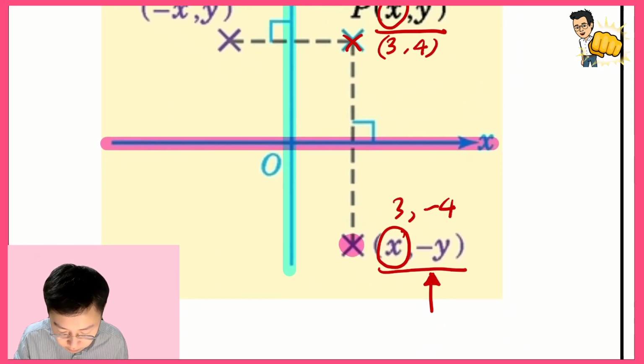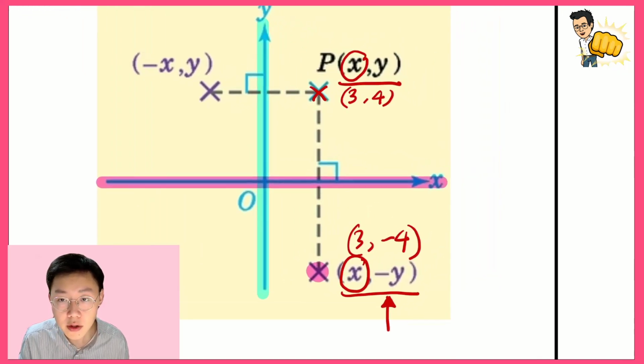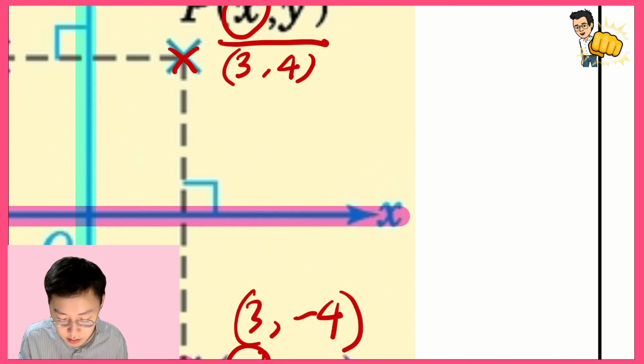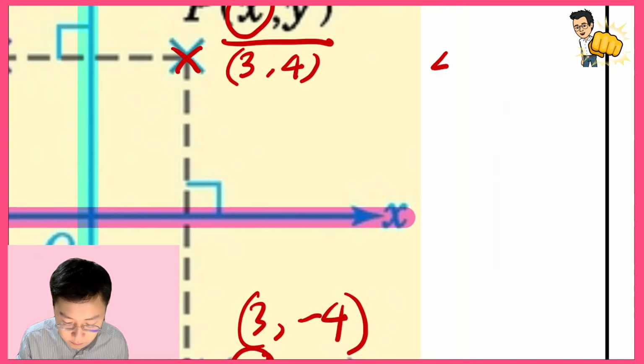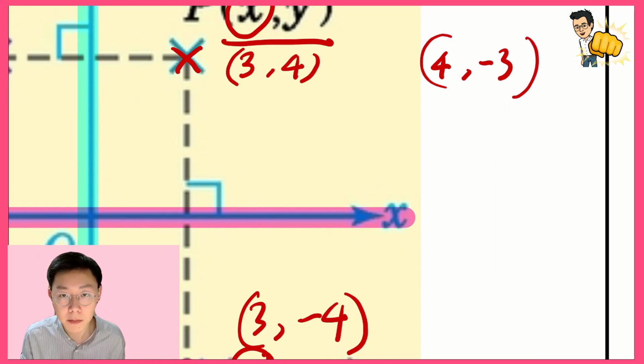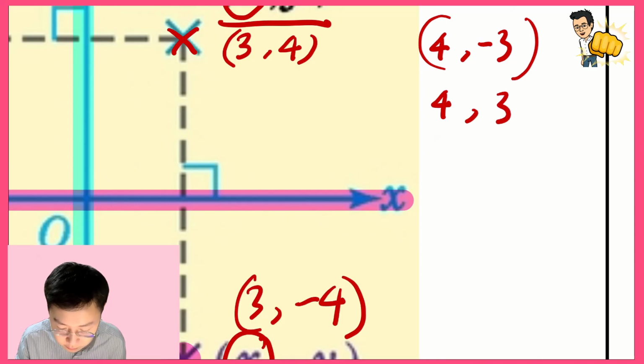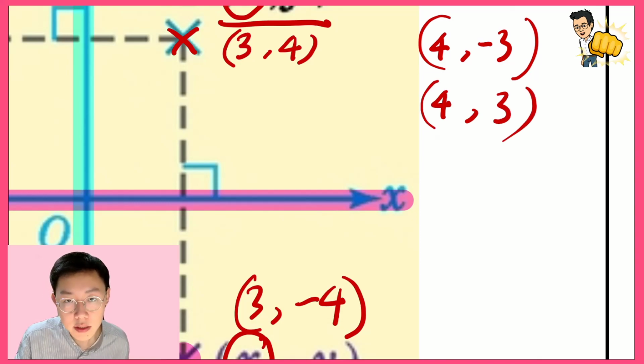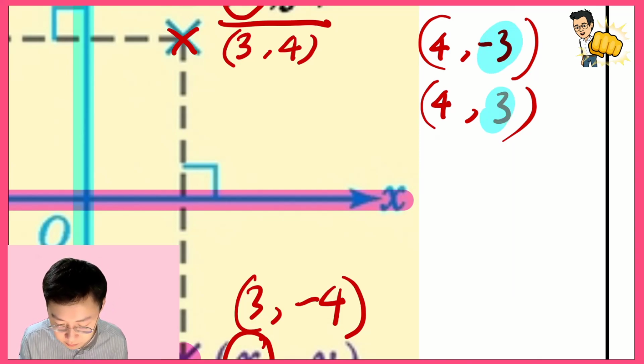after the reflection along the x-axis, it becomes 3 and negative 4. And if the coordinates for point P are 4 and negative 3, after the reflection along the x-axis, it becomes 4 and 3. So negative becomes positive, or positive becomes negative, and the y coordinate will be changed.